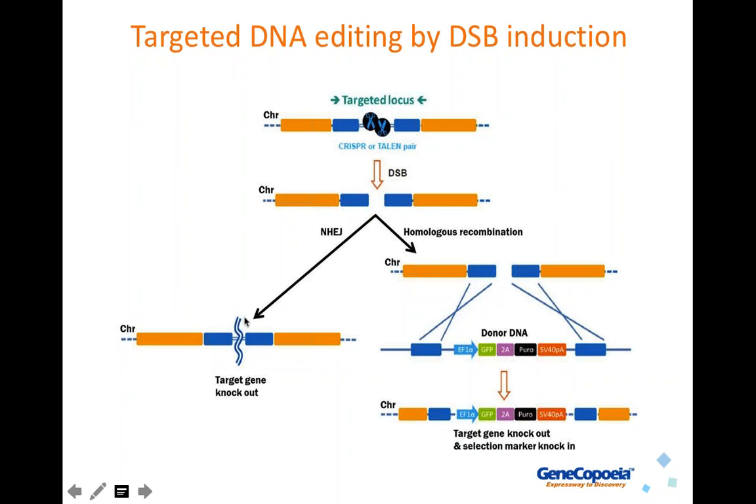So what happens with NHEJ is you get small insertions or deletions during the repair process. This will often lead, at least 2/3 of the time in theory, to frameshift mutations, which usually knock genes out. So this is a very useful and simple and quick method for getting gene knockouts.